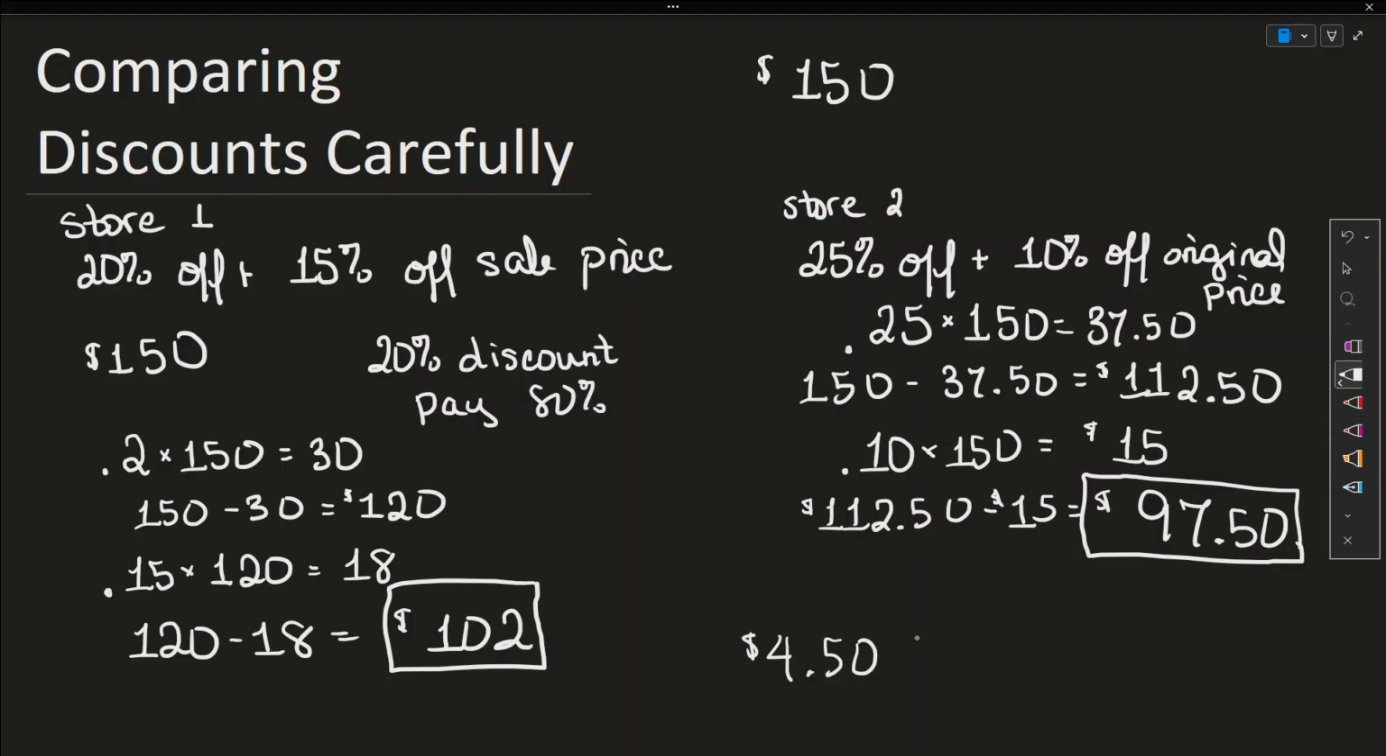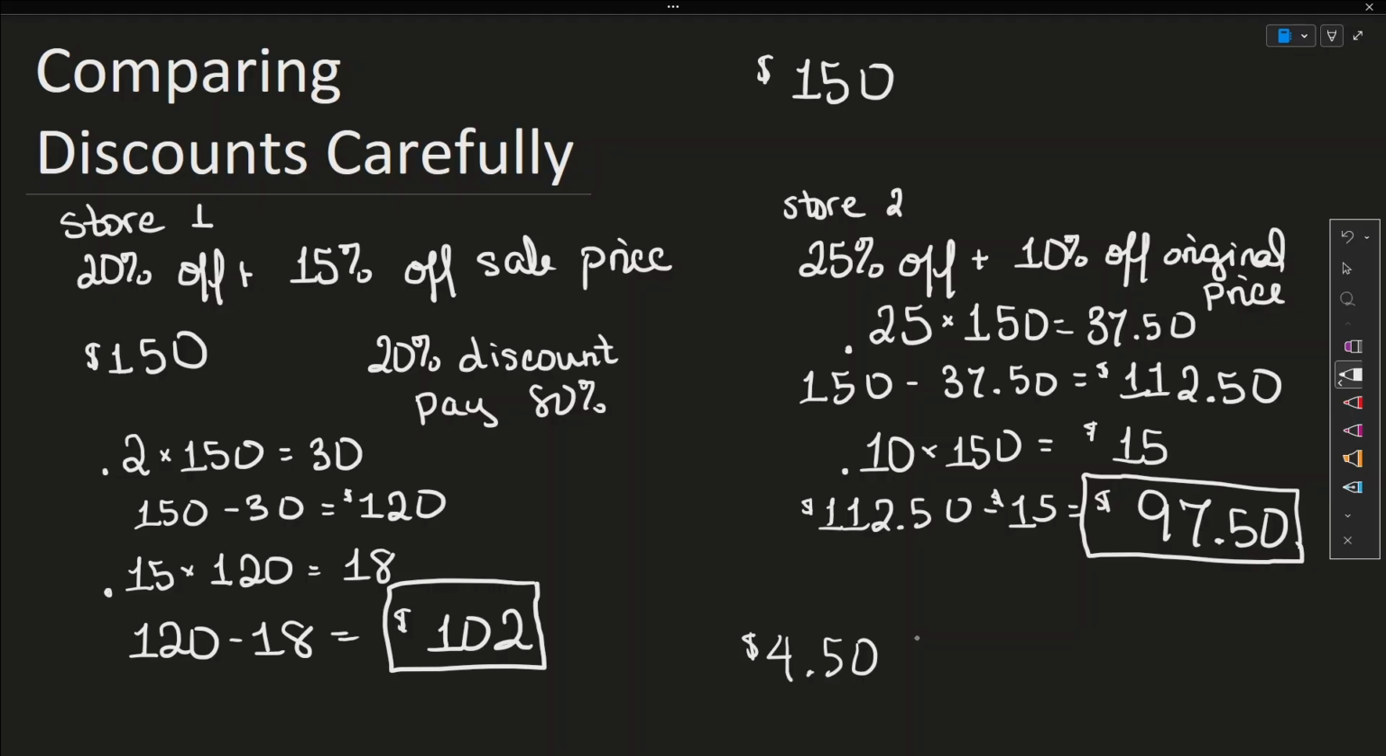This problem is a wonderful teaching example because the wording matters. Store 1 gives an additional 15% off the sale price, and store 2 gives an extra 10% off the original price. Those are not the same kind of discount. As future teachers, you can help students by asking, what amount is this percent being taken from? That question is incredibly useful.